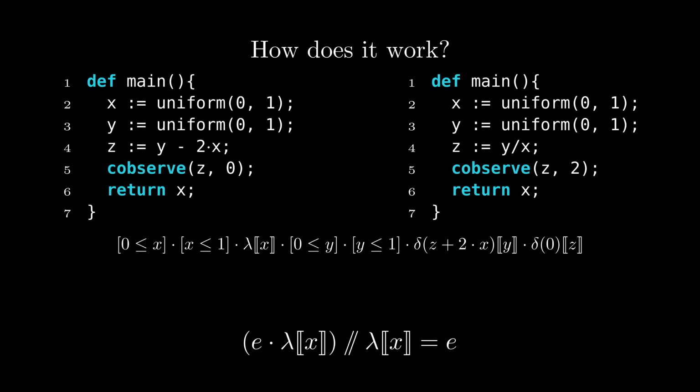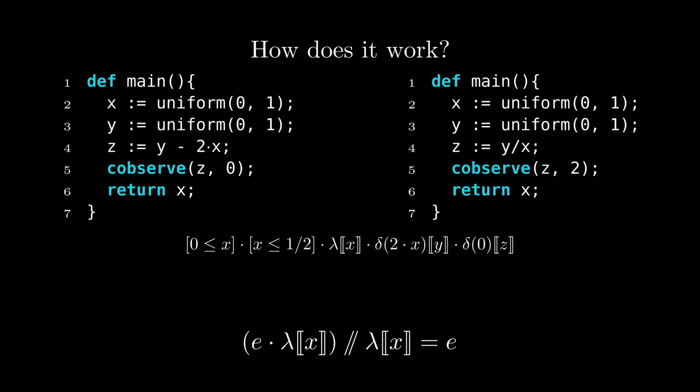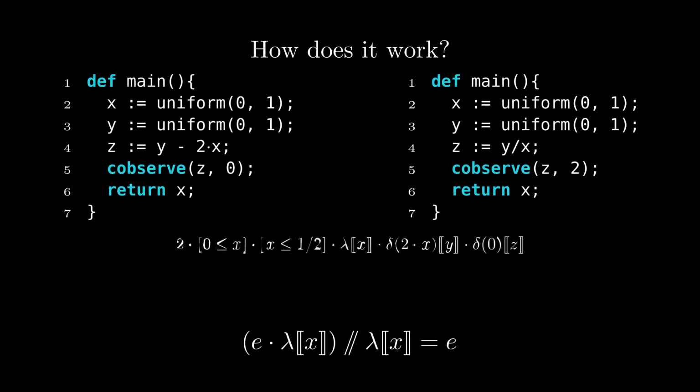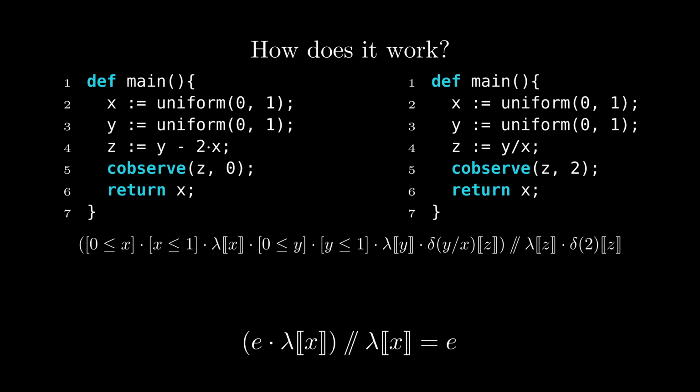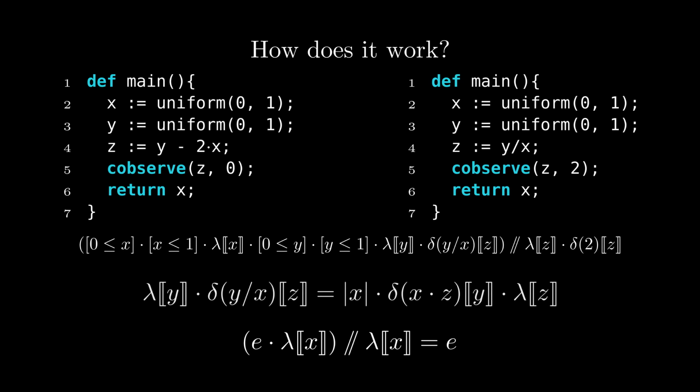After a few more simplification steps, we are left with the following result. The total weight of this distribution is 1/2, therefore we can normalize it by multiplying by 2. The resulting marginal distribution of x is uniform between 0 and 1/2. For the example on the right, we follow the same process. Here we have to be careful to correctly apply the linearization rule. The partial derivative of y divided by x with respect to y is 1 over x. Therefore, we have to multiply the right-hand side by the absolute value of x.